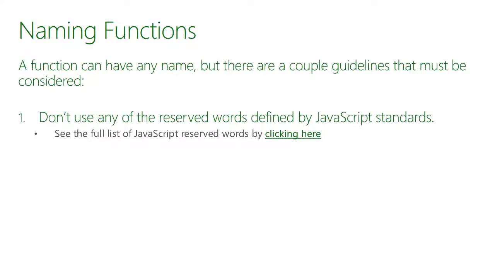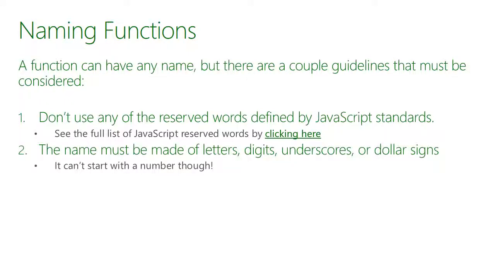Naming functions. A function can have any name, but there are a couple of guidelines that must be considered. Firstly, don't use any of the reserved words defined by JavaScript standards. You can see the full list of JavaScript reserved words at the link on the page. Secondly, the name must be made of letters, digits, underscores or dollar signs, but it cannot start with a number.